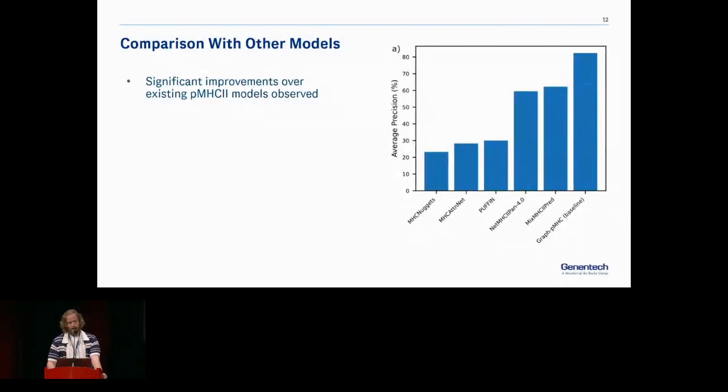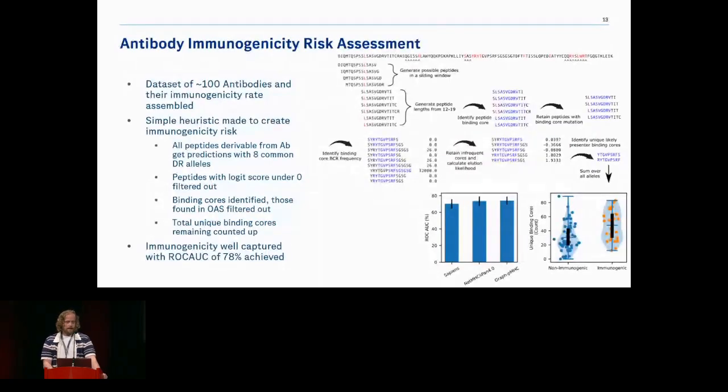And so now we can apply it to antibody immunogenicity to create a risk assessment. We have a data set of 100 antibodies with their immunogenicity rate, which is really large for this type of data, but not really large enough to do any sort of training. So we just created a simple heuristic and evaluated it.